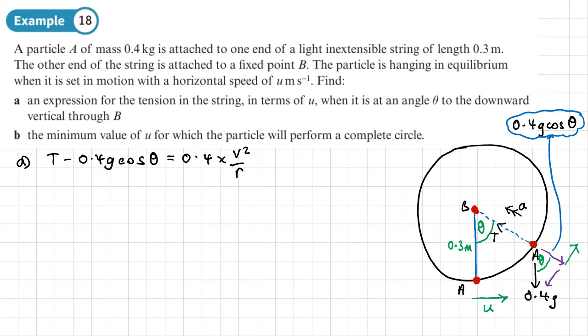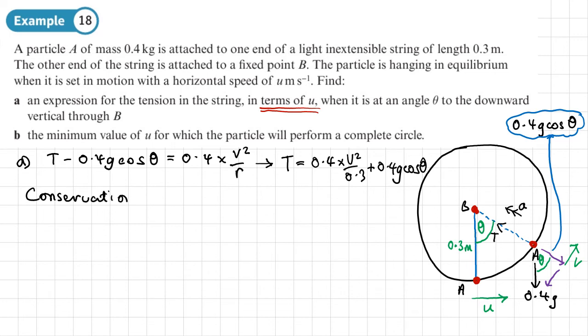So we'll call this one v, and our r is 0.3, so we'll write this as T equals 0.4 times v squared over r, 0.3, plus 0.4g cos theta. Now you'll notice the question said that we need to give our answer in terms of u. We've got an equation in terms of v, so this is now where we're going to be using the conservation of energy to get another equation where we can substitute our v for u.